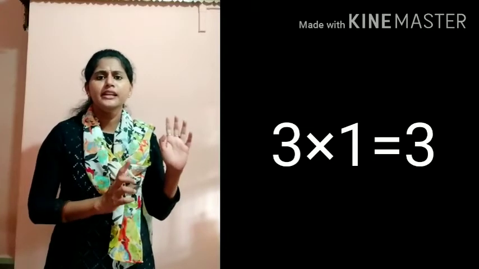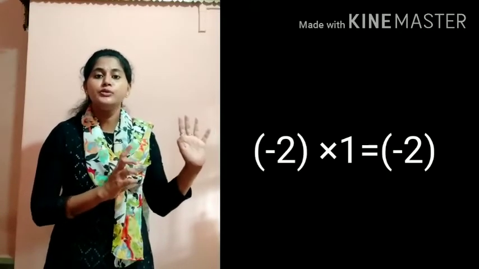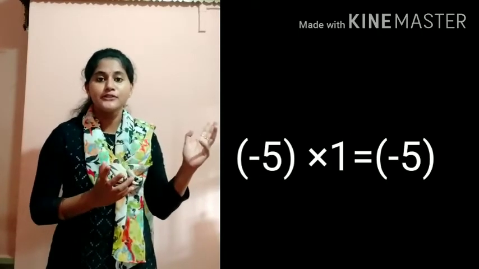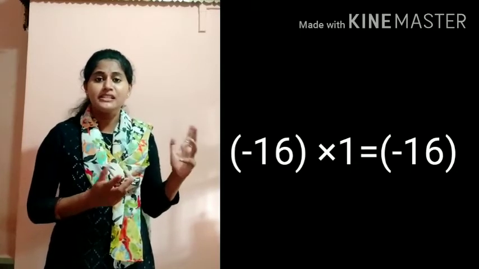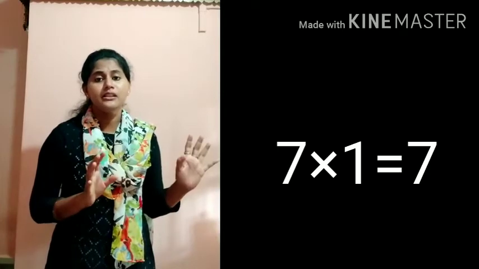3 into 1 is equal to 3 only. Minus 2 into 1, minus 2. Minus 5 into 1, minus 5. Minus 60 into 1, minus 60. Plus 7 into 1, 7. So that gives what? Same integer itself.